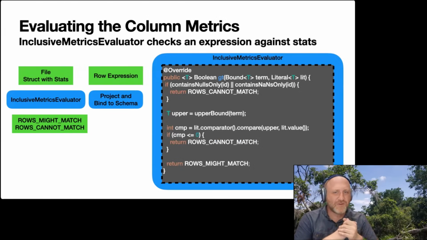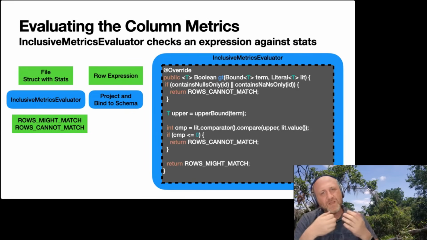When we're doing column metrics, we are basically doing the same thing. We have taken the stats object out of this data file, and we're going to check the various stats that are within it against the Iceberg expression. So here's an example of greater than. We start by checking our nulls, because we can check if we contain only nulls. We can check if we contain only NaNs. If so, we know that there are no rows that can match because you can't be greater than those. And then if not, we actually check our upper bound. So there's a lot of magic baked into this line where T upper equals upper bound of term.